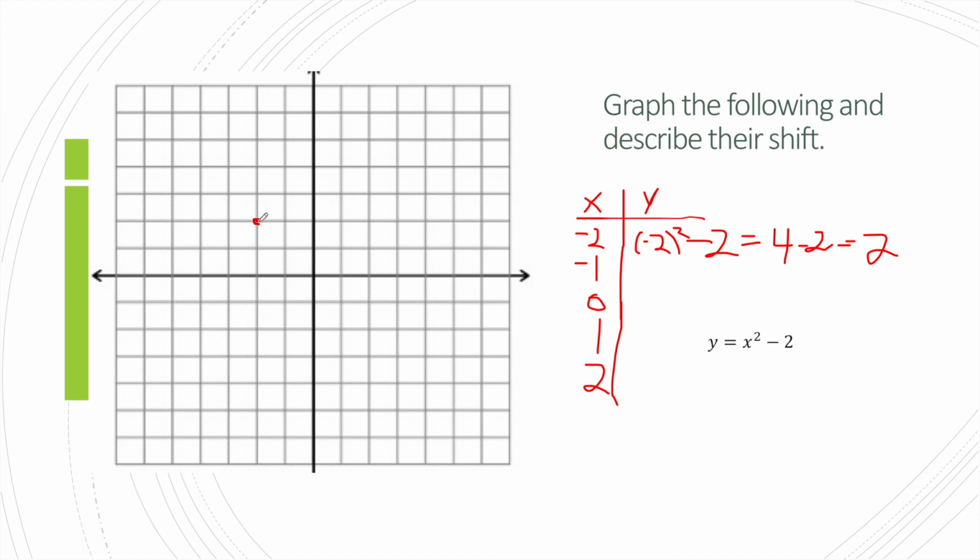If x is negative 1, that gives me negative 1 squared minus 2. That's going to leave me with 1 minus 2, which is going to give us a negative 1. So when x is negative 1, y is also negative 1. We plot that point.